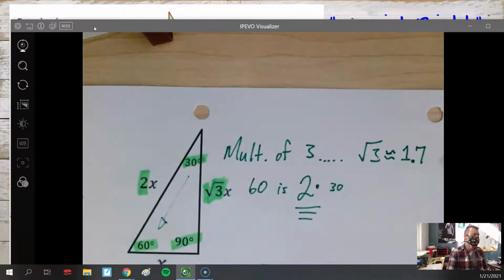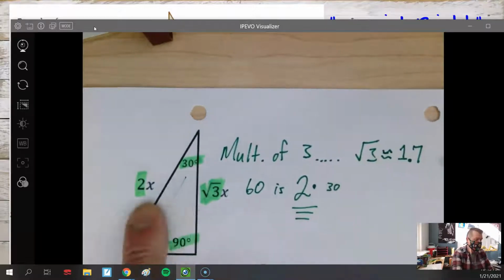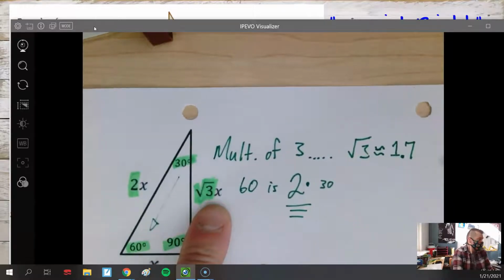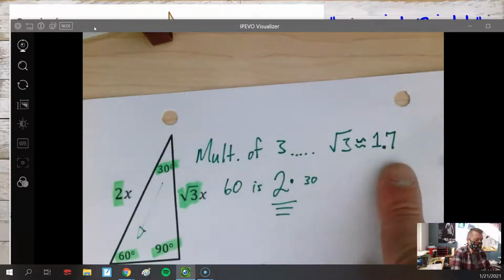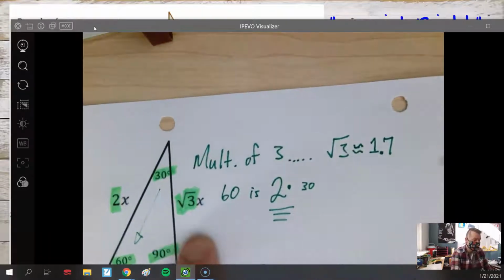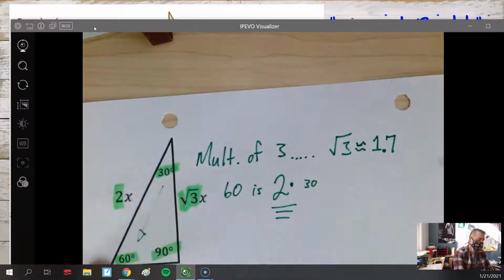Guys, I don't think I'm that amazing of a teacher, but if I've learned one thing in my 9 years teaching, it's what kids will do by accident. You'll memorize 2 and radical 3, and then you'll put them in the wrong place, because 3 feels bigger than 2. It's not. Radical 3 is 1.7. So we've got to remember the long leg gets the radical 3 times the x, and the hypotenuse, which is the longest side there, gets 2 times the short leg.